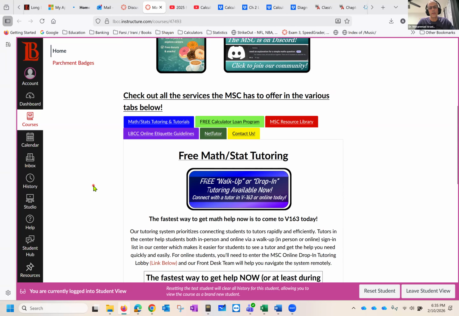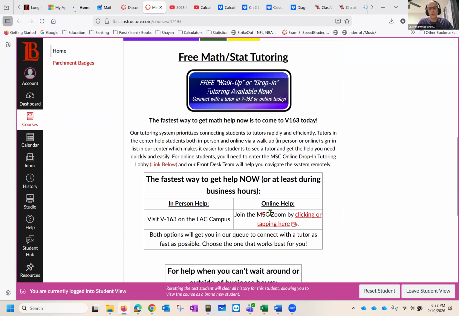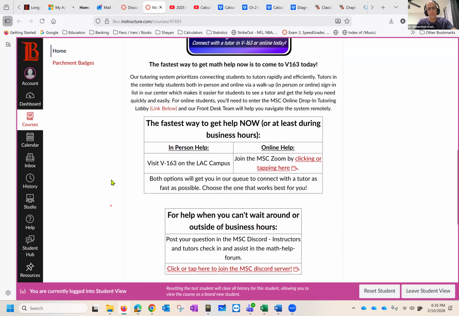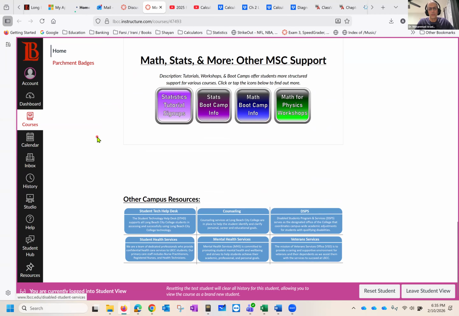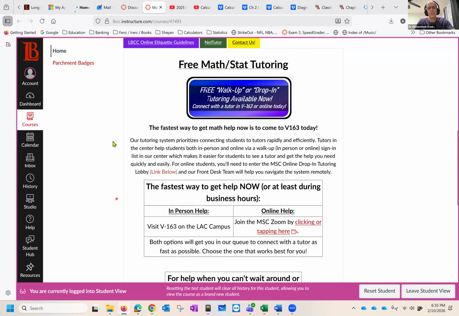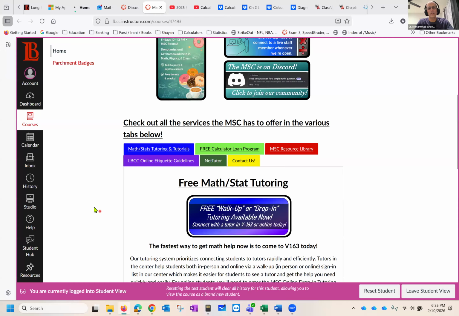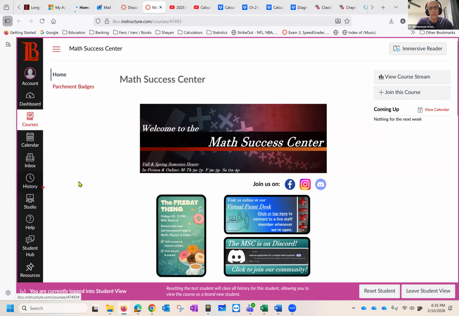NetTutor, I believe, is free and available 24 hours a day. You can check with them. You can get help in person or online. And of course, they offer various forms of help for statistics, math bootcamp, math for physics, and there are other resources, everybody. So please take a minute to look at it and see what they have to offer you. And they do have help for after hours as well.